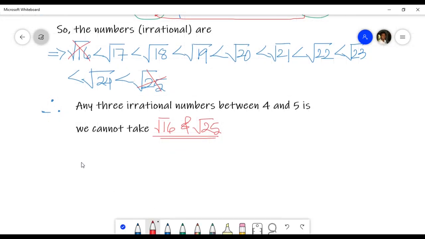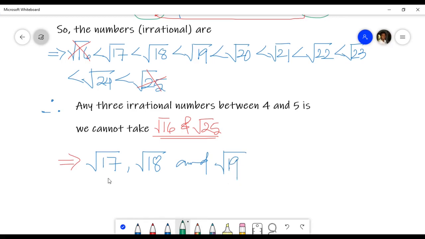Root 17, root 18, root 19, root 20, root 21, root 22, 23, 24. These are not perfect squares. So we'll just pick any three irrational numbers, and that will be the answer. Let me pick the first three between 16 and 25: root 17, root 18, and root 19. You see that these are not perfect squares. That is why these are irrational numbers.